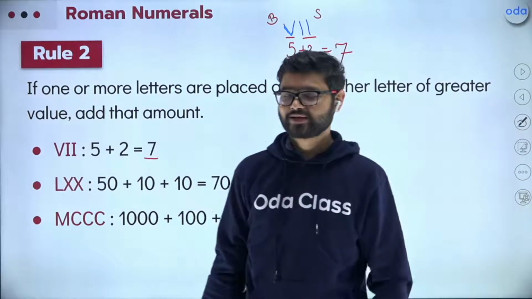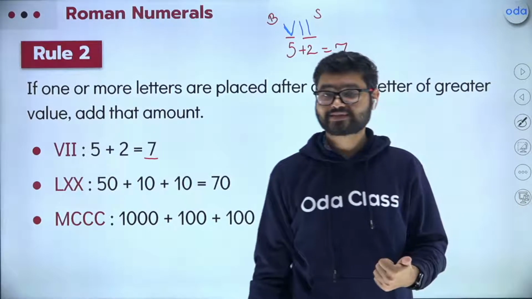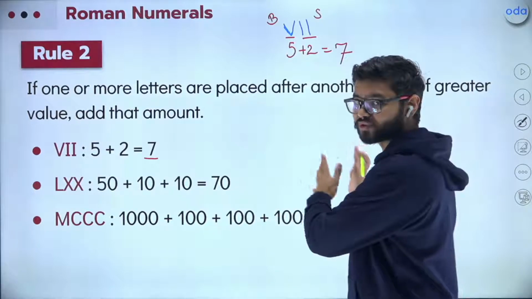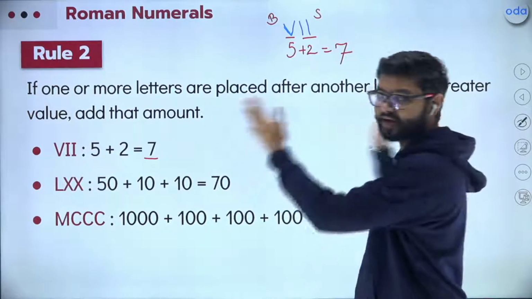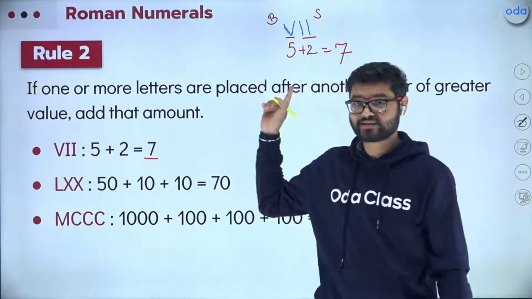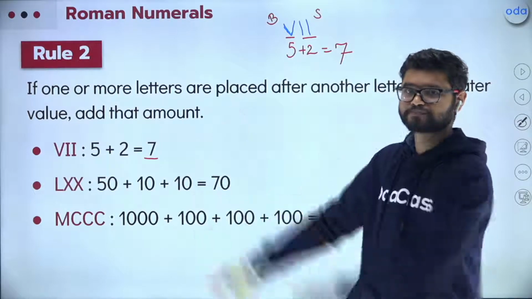Have you got it? Give me some thumbs up in the chat box. Whenever we have multiple symbols, the bigger symbol on the left hand side and the smaller symbol on the right hand side, we can do the addition. And remember this thing, because in the next rule, things are going to be the other way around.